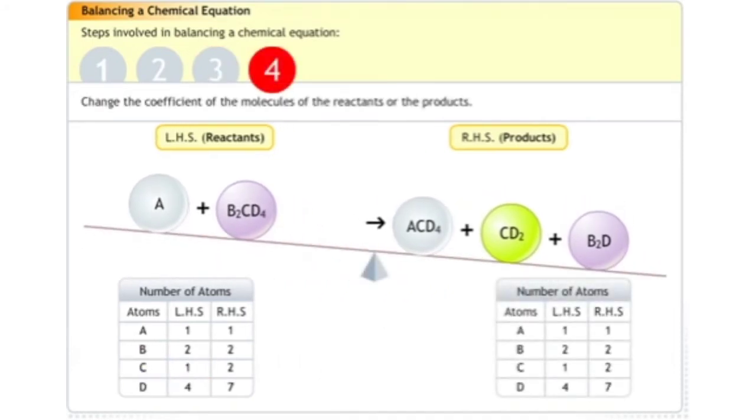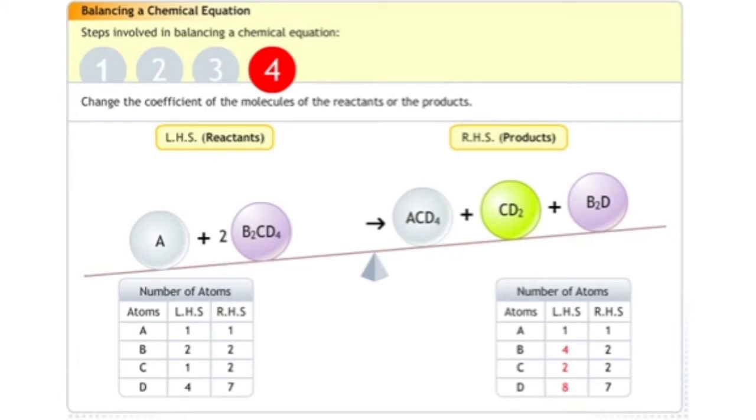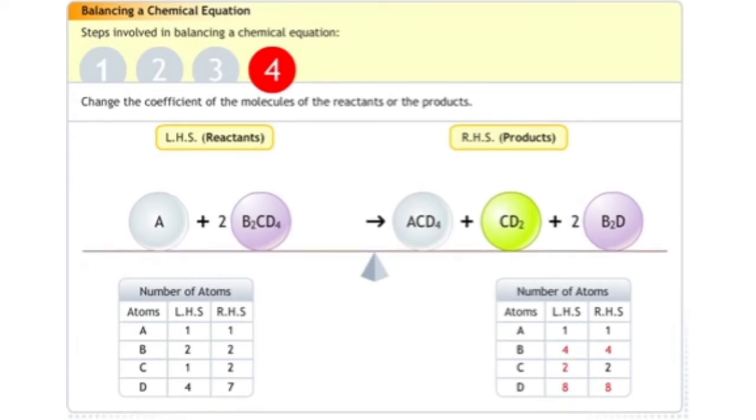Changing the coefficient of the molecules of the reactants or the products as required. You should continue balancing the atoms in this manner till you have covered all the elements in the equation. In the end, do a final check to confirm that the number of atoms on the reactant side and the product side have been properly balanced.